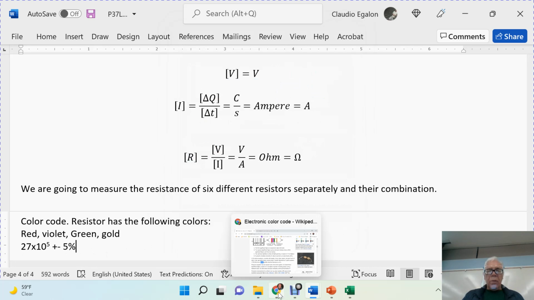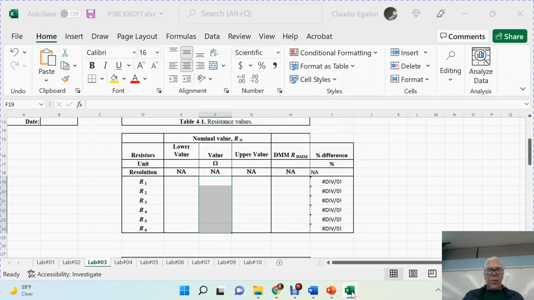So what you're going to do in my table is put just the number here, the tolerance. The upper value is going to be the value plus the percentage. The lower value is going to be the value minus the percentage, okay? If it's 27,000 here, it's going to be 27,000 plus 5% of 27,000. Here it's going to be 27,000 minus 5% of 27,000. Okay? Make sure you preserve the right number of significant figures there.